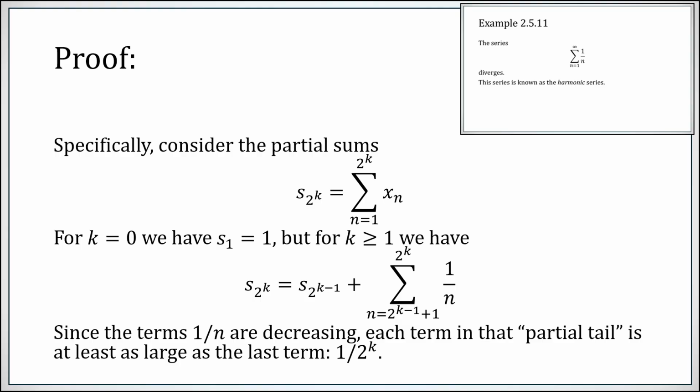Now the terms 1 over n are decreasing. So let's look at this so-called partial tail. It has 1 over n going from this index to that one. Because they're decreasing, every single one of these is at least as large as the last one, 1 over 2 to the k.